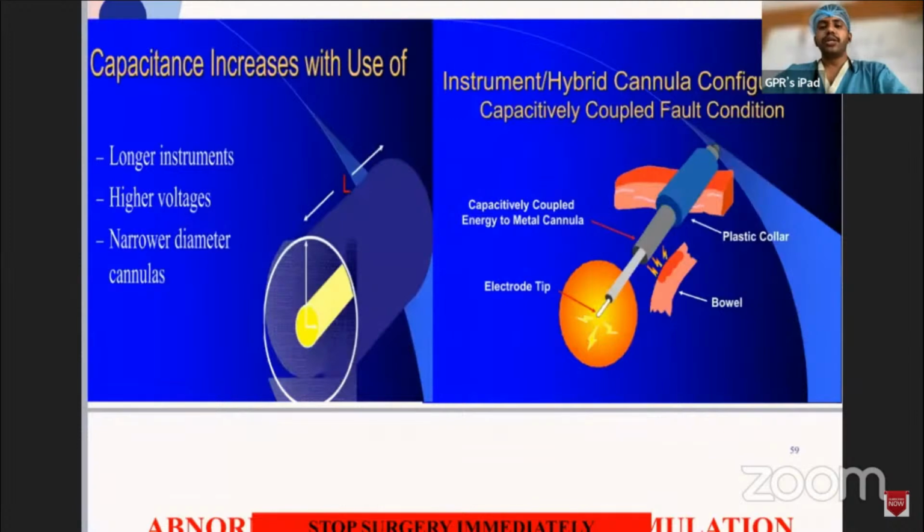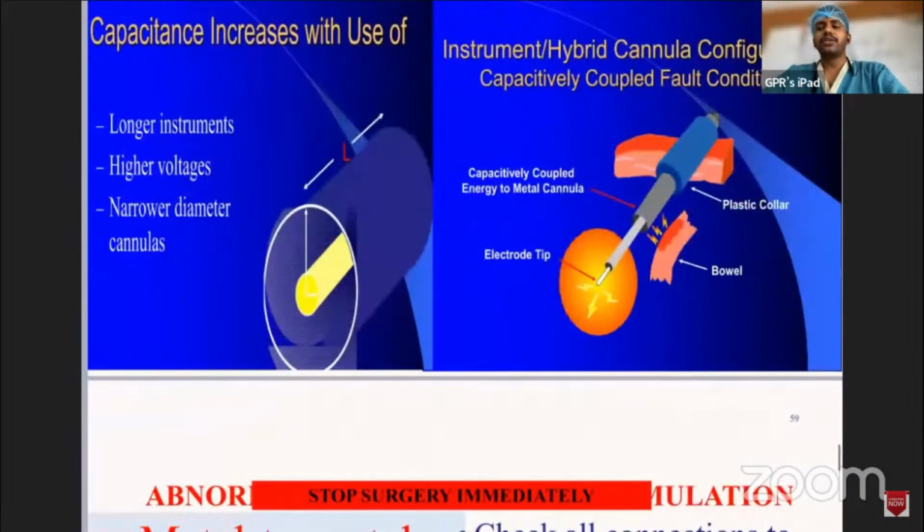Capacitance is nothing but dissipation of energy into the field where we don't want it to happen, which can happen because of a longer instrument, higher voltage setup, and a narrow diameter cannula. Whenever we use laparoscopy, we sometimes use a 10 mm trocar, over which we may use a 5 mm instrument or a cautery device. To make proper capping happen, we put a 5 mm cannula into the 10 mm trocar so that we feel it is secure. But rather, it may lead to hybrid canalization failure or the chopstick effect.